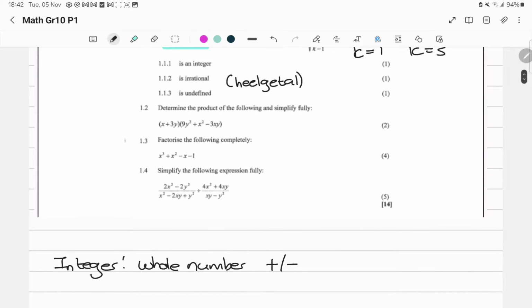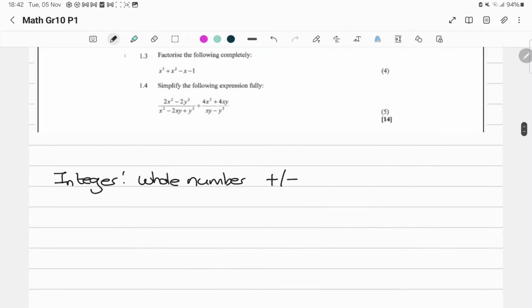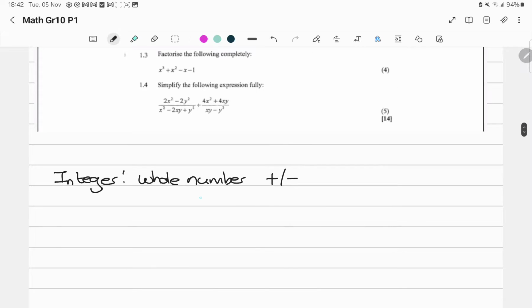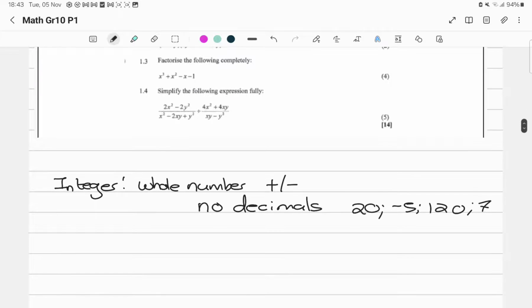Now I need to go back and ask myself, do I remember what an integer is? So remember, an integer is any whole number. It can either be positive or negative, but the main thing is that it has no decimals. So it's either going to be 20 or minus 5 or 120 or 7 or whatever, but it cannot have any decimal places.